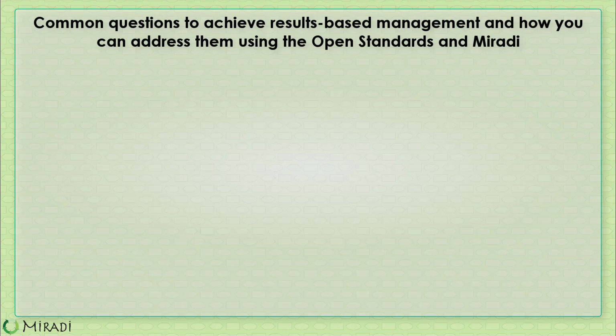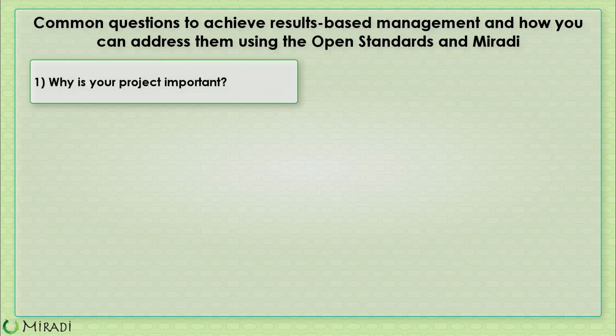This playlist is organized around 8 questions common to achieving results-based conservation practices. They're deliberately worded using common words that intuitively resonate with multiple audiences as being important questions to answer for all types of projects. Why is your project important? It's important to have a short, compelling description for the rationale and importance of your project.